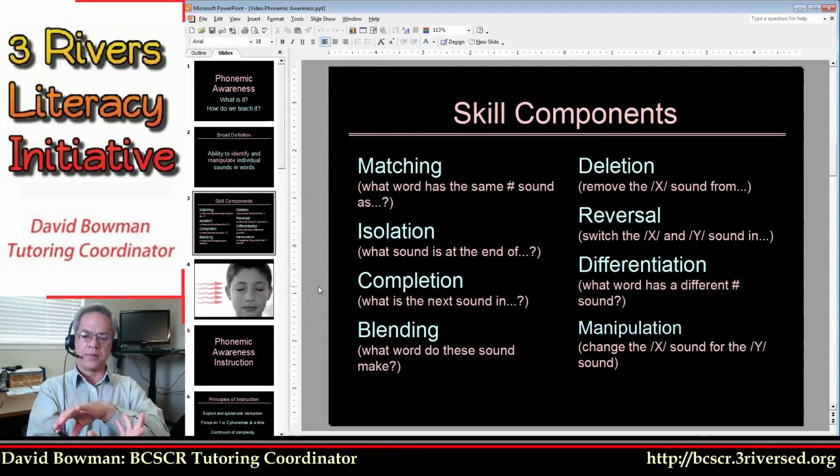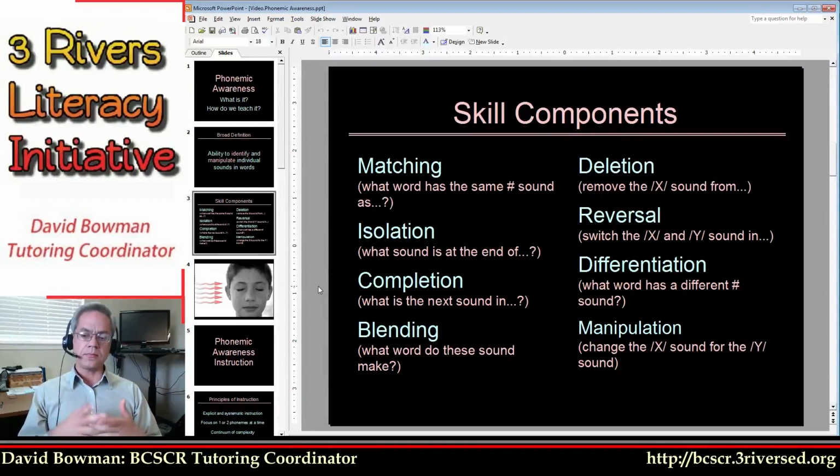So, for example, if I say the sound re, what do you get if you turn it around backwards? Ear. Re, ear. So forwards and backwards, or reversal. With manipulation, manipulation is a bit like blending. It's a bit like some of the other subskills that we have here.